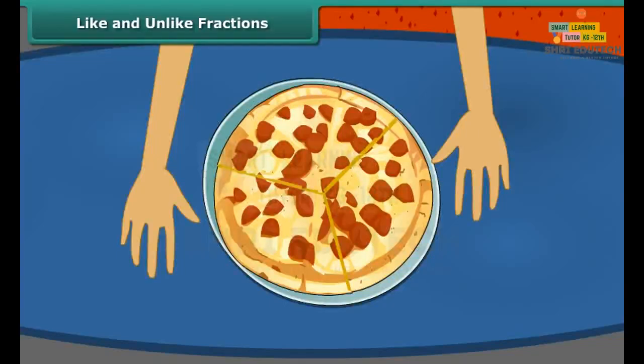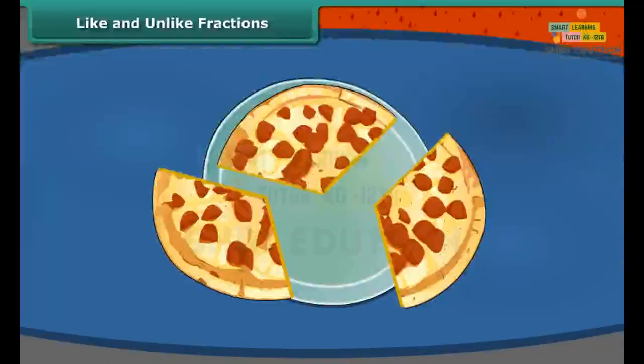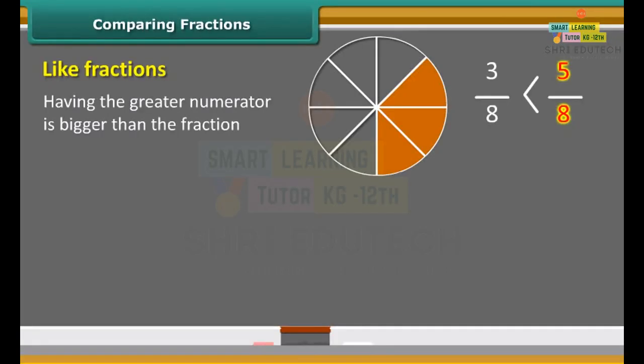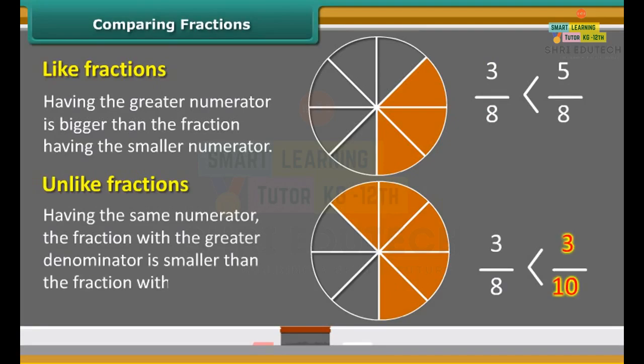Looking at the question we earlier asked, we can say that each of them, Rahul, Rima and Nina, received 1/3 part of the pizza. Notice that this is also an example of like fractions. In like fractions, the fraction having the greater numerator is bigger than the fraction having the smaller numerator. In the case of unlike fractions having the same numerator, the fraction with the greater denominator is smaller than the fraction with the smaller denominator.